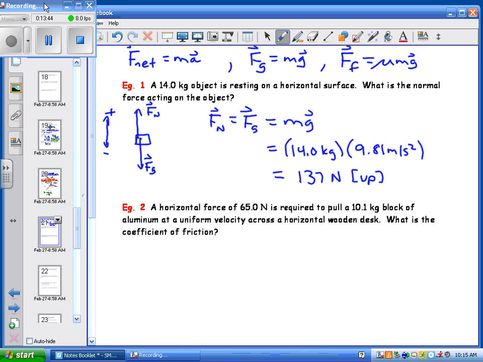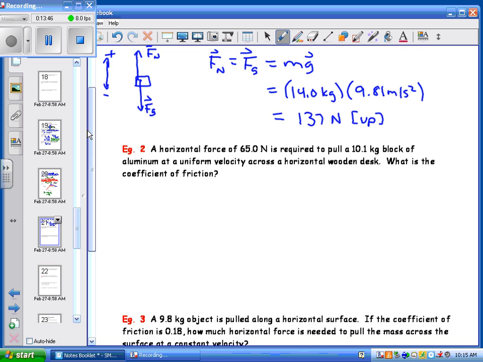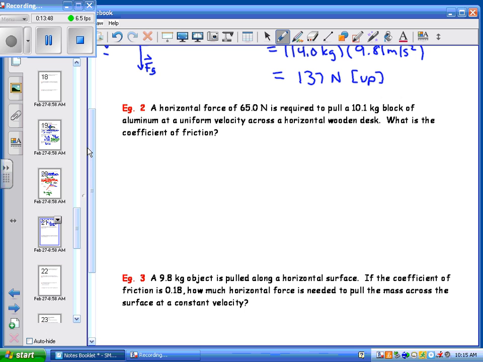Okay, a horizontal force of 65 newtons is required to pull a 10-kilogram block of aluminum at a uniform velocity across a horizontal wooden deck. What is the coefficient of friction? Uniform velocity, that means there's no acceleration. So that means F net equals 0.